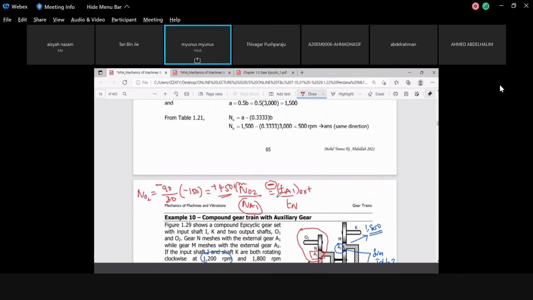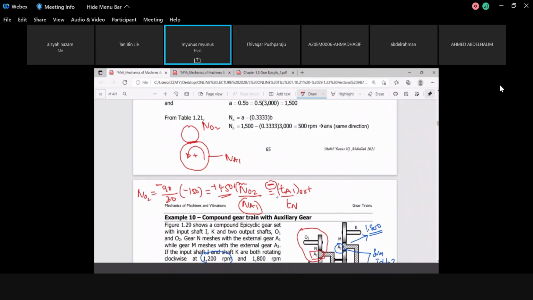What does it mean here? It simply means that, supposing you are focusing on this one, if this one is A1, this one is the O, put it here as NA1, this one is NO2. It simply means that this guy is running negative, meaning counterclockwise. But you have the external connection saying that these two are basically in opposite direction, isn't it? But you have negative here again. So you're turning positive, same direction.